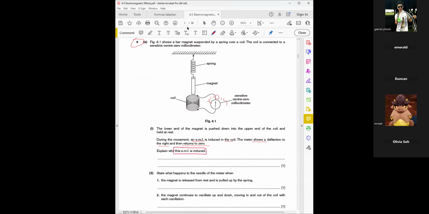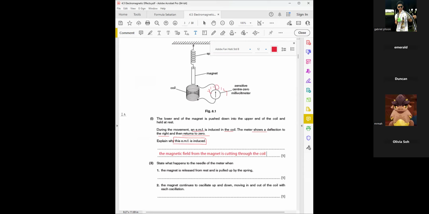What's the whole concept of electromagnetic induction, guys? What's cutting through what? The conductor is cutting through the magnetic field. Yes, good. The coil in this case is cutting, sorry, the magnetic field from the magnet is cutting through the coil. Easy. And then you get 1 mark already.